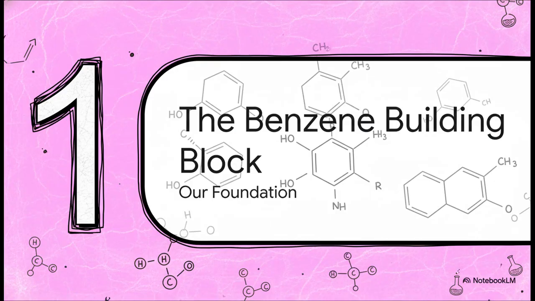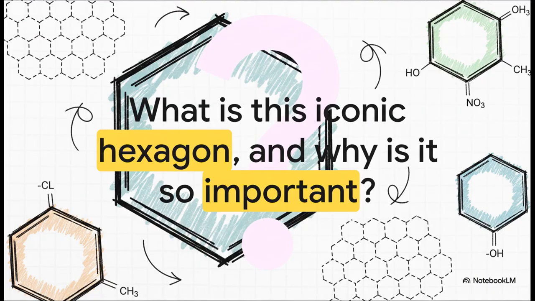All right, first things first, let's lay that foundation. Section 1, the benzene building block. You know, every great structure starts with a single, absolutely crucial component. And for us, that's benzene. So you've probably seen this simple hexagon everywhere in chemistry, right? But what is it, really? Why does this one specific shape show up again and again, forming the backbone for so many different things?